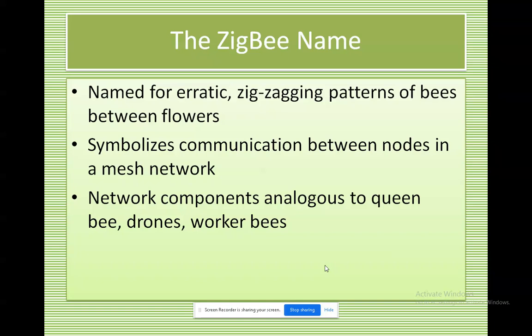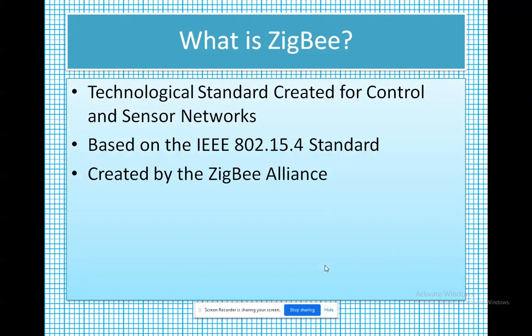Network components are analogous to queen bee, drones and worker bees. The components we use for communication are related to the queen bee, drones and worker bees, and it works similarly. What will the queen bee do? It will take care of the whole control, control over the drones and worker bees. The same thing is followed in embedded networking, also in Zigbee.